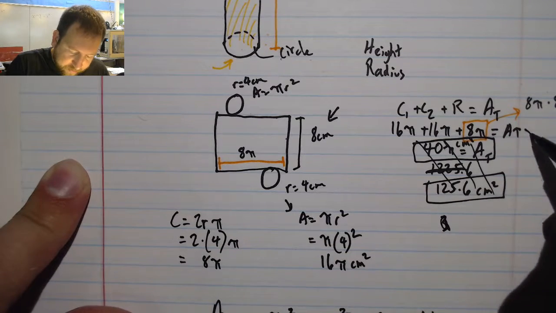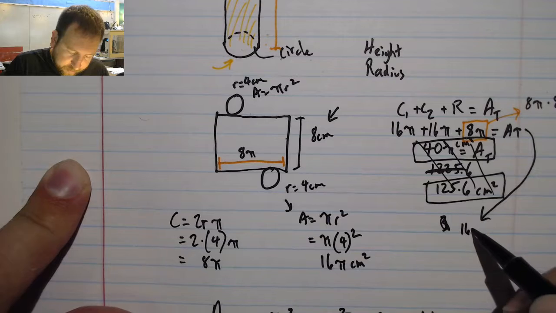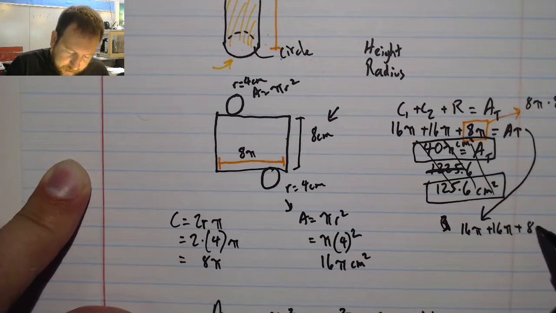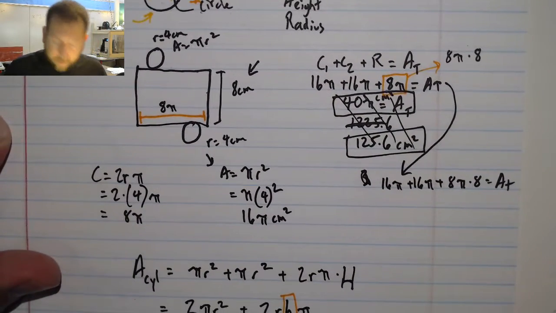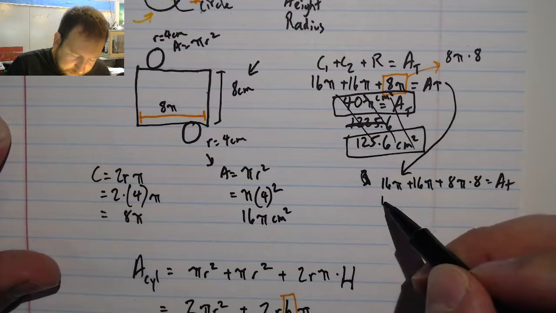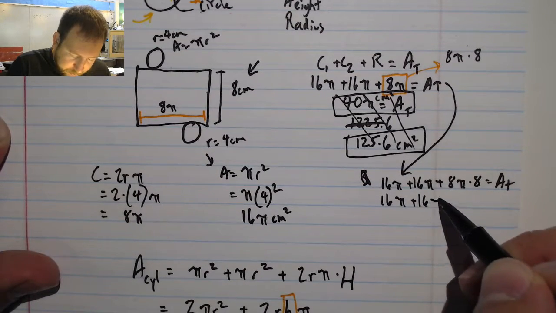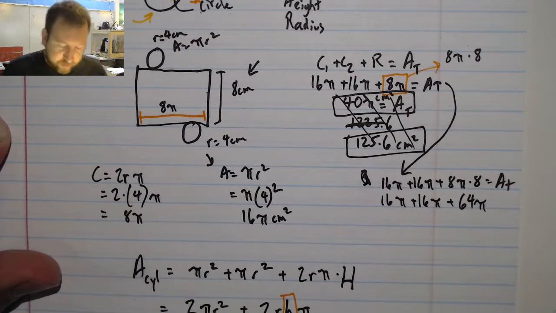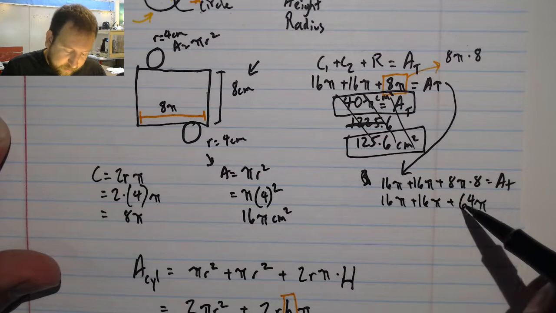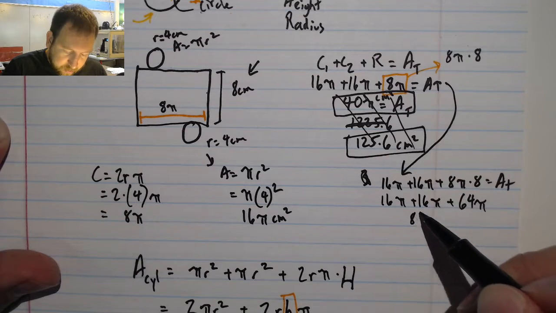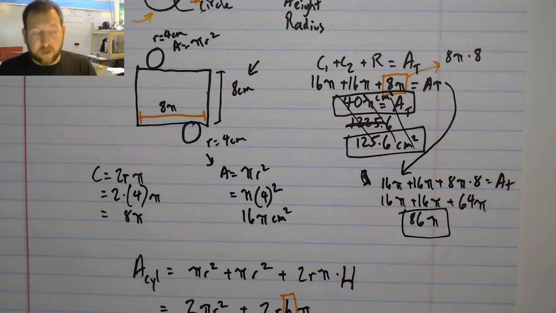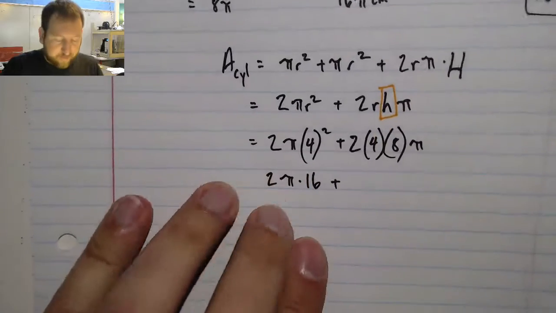if I were to rewrite this line below, I would write 16 pi plus 16 pi plus 8 pi times 8 equals my area of my total. So instead this would be 16 pi plus 16 pi plus 64 pi. And this is going to get us much closer to that. Well, it's going to get us the right answer. This is 86 pi. And that's going to be the answer that we got, which is likely what we'll get in the bottom part, because I was noticing that it didn't quite work out.